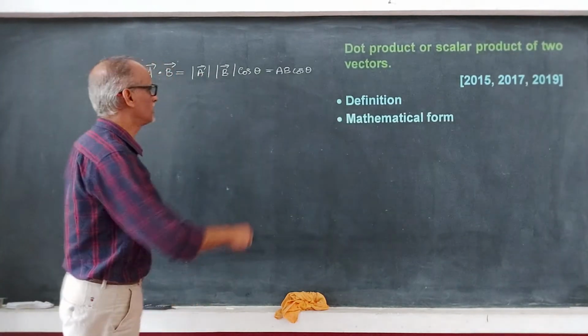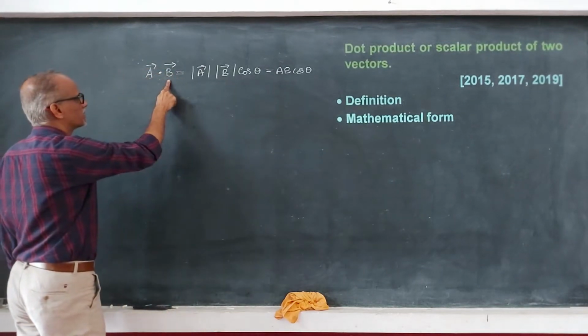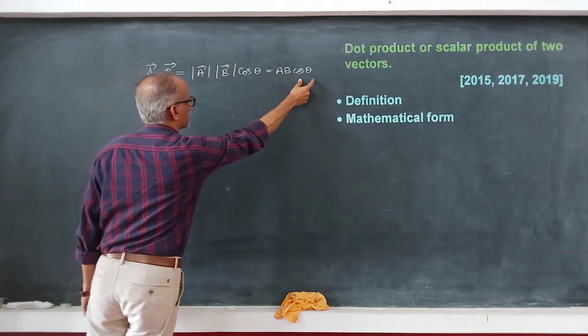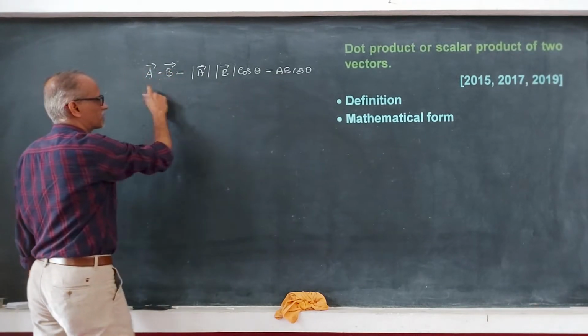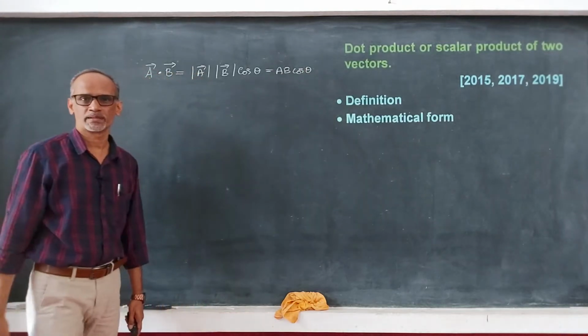What is the mathematical form? I have already given the mathematical form of the dot product. A dot B is given by AB cos theta. The value of the dot product depends on the two magnitudes as well as the angle between the two vectors.